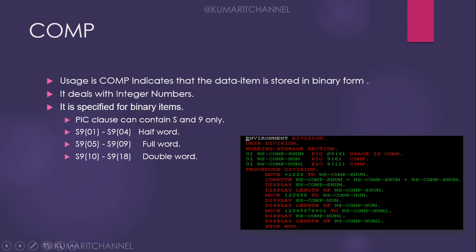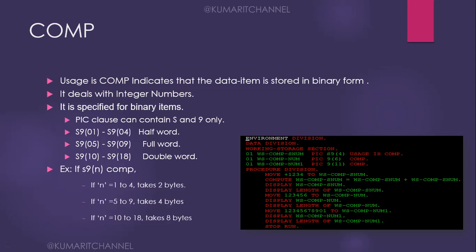So how? S9 of 1 to 4 is a half word, which means it stores 2 bytes. 5 to 9 is a full word, which means it stores 4 bytes, and 10 to 18 stores 8 bytes. So even though it ranges from 10 to 18, it stores 8 bytes, and even though it ranges from 5 to 9, it stores 4 bytes. Okay, that's how we are going to save memory. So this is what happens: 1 to 4 is 2 bytes, 5 to 9 is 4 bytes, and 10 to 18 is 8 bytes.